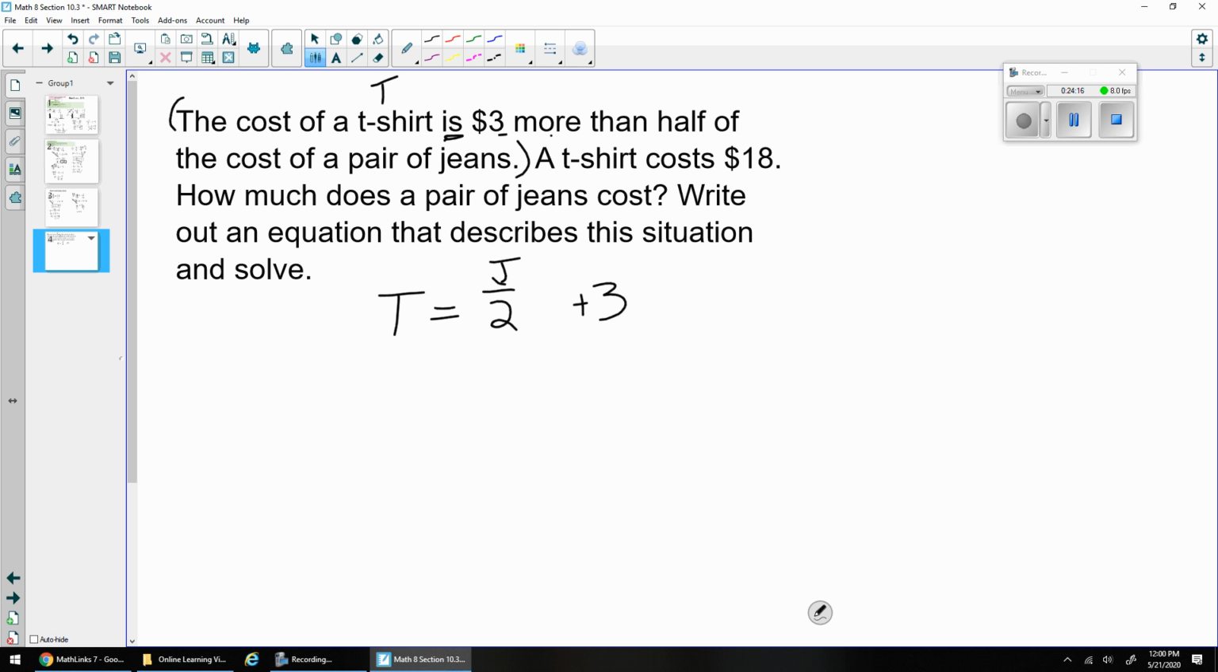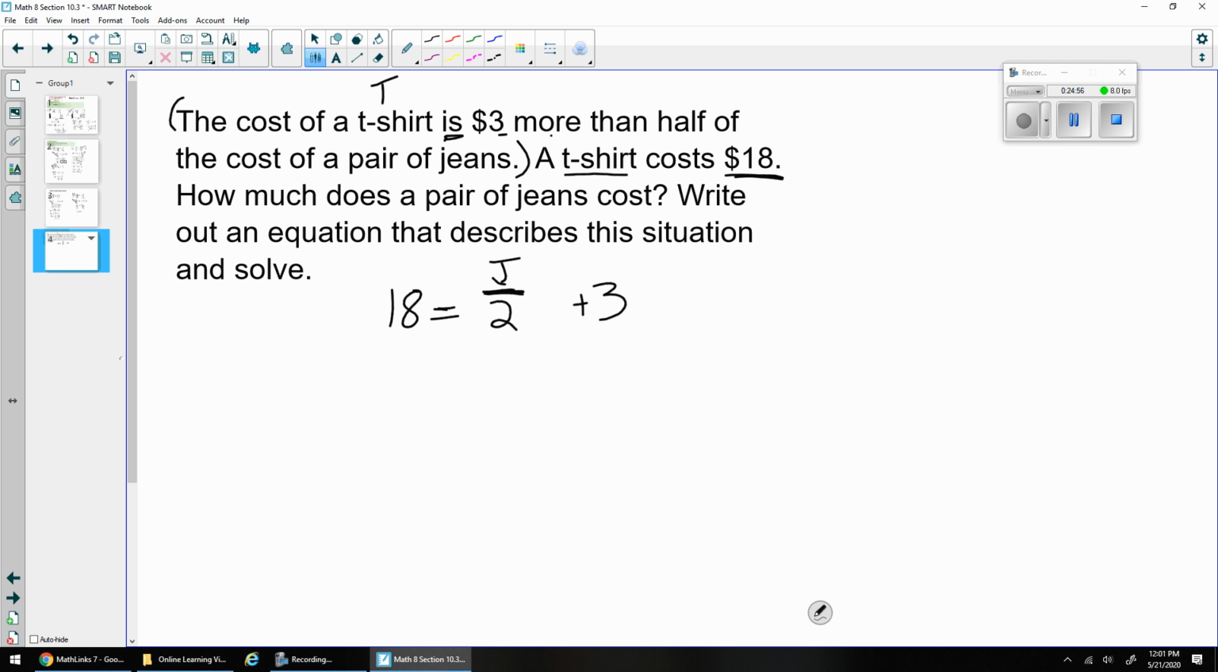So if I want to find j, the cost of the pair of jeans, I first need to get rid of this 3. So I'm going to subtract $3 on both sides. This is going to tell me what just half the cost of a pair of jeans is. So 18 minus 3 is $15, equal to a pair of jeans divided by 2, or half the cost of a pair of jeans. To get just the j, since it's being divided by 2, I multiply by 2 on both sides. The 2's cancel out here. 2 times 15 is $30, equal to a pair of jeans.